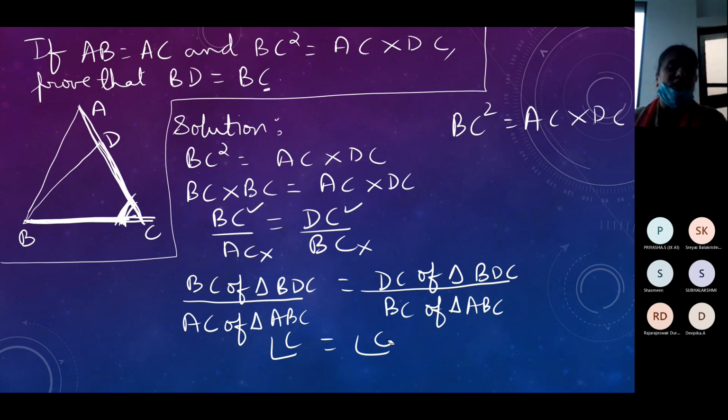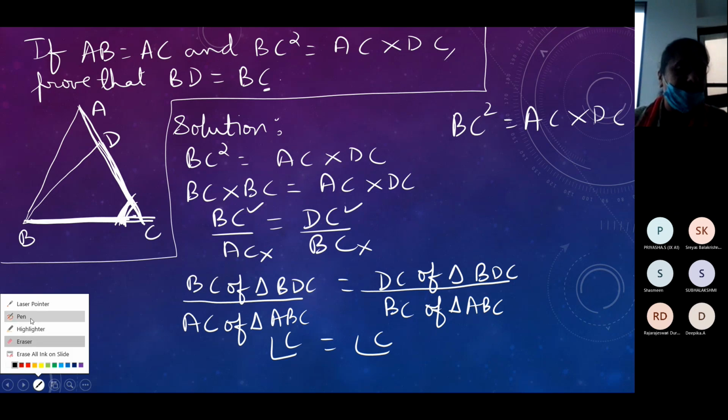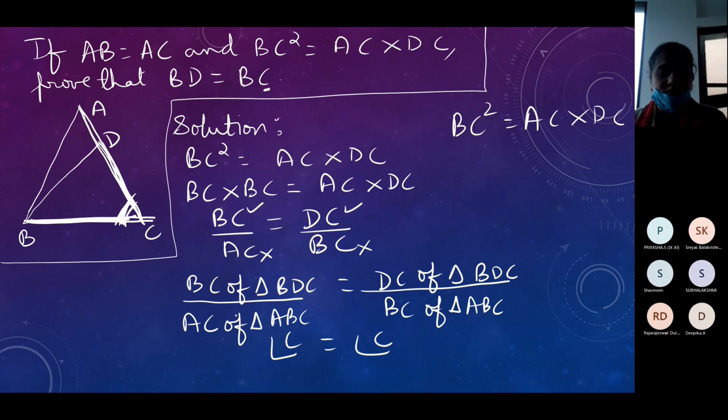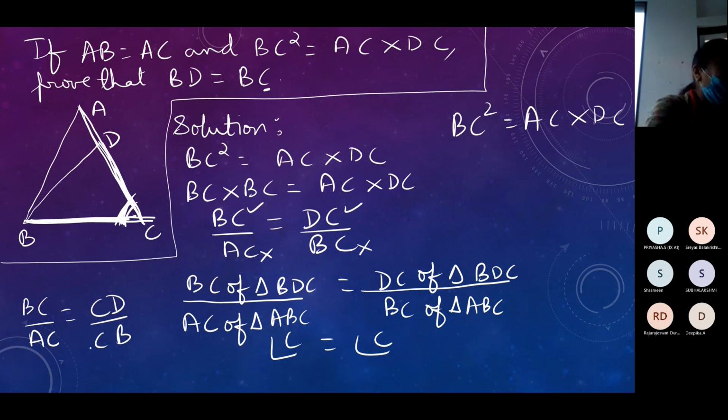C is the common angle. So you have this, right? BC by AC is equal to CD by CB. So that is BC, CD, BCD, and AC, CB, ACB.